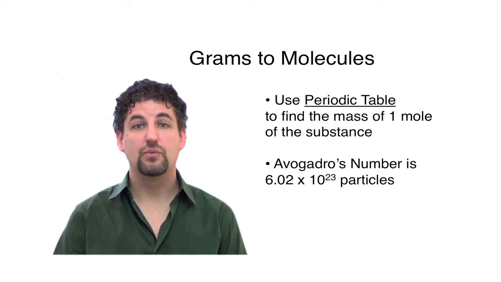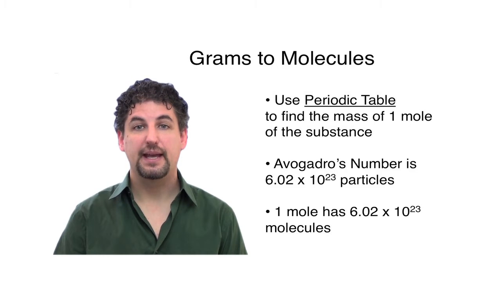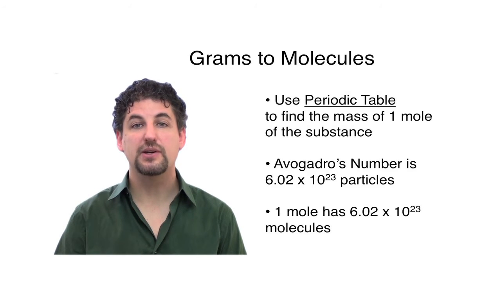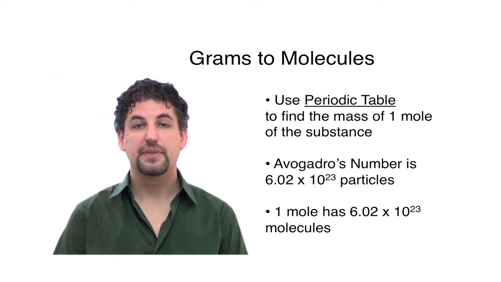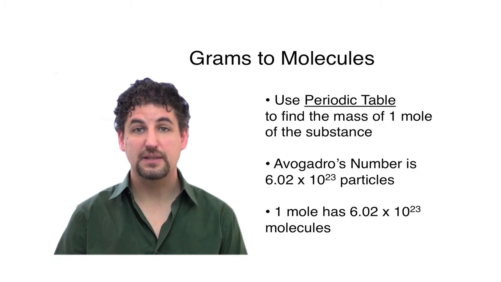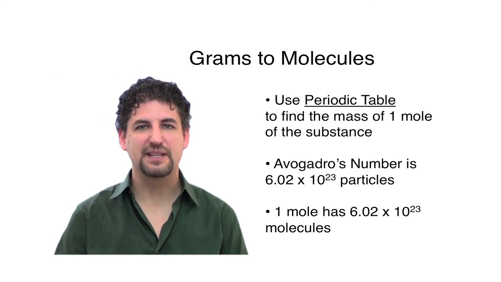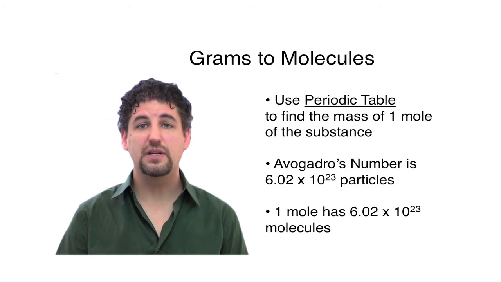Remember that Avogadro's number tells us that 1 mole of any substance has 6.02 times 10 to the 23rd molecules in it. Whatever substance you're dealing with in these kinds of problems, Avogadro's number tells you how much is in 1 mole of that substance. This may sound a little weird because I'm not really showing you very much on how to solve the problem. So let's get into the video and watch how I actually solve a problem using this information, and then at the end it'll probably make more sense.